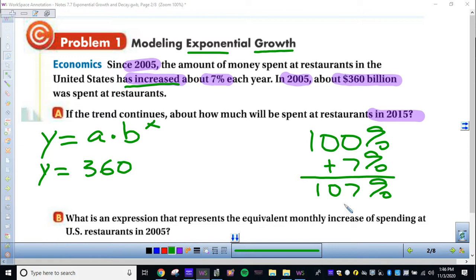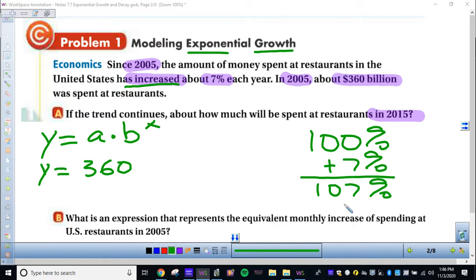So question for you guys at home and in person is, how the heck do you switch a percentage to a decimal? Who knows how you switch a percent to a decimal? You could write it in the chat, you could unmute your mic and tell me. What do you think? How do you switch a percent to a decimal? Divide by 100. I think that is the easiest way to do it.